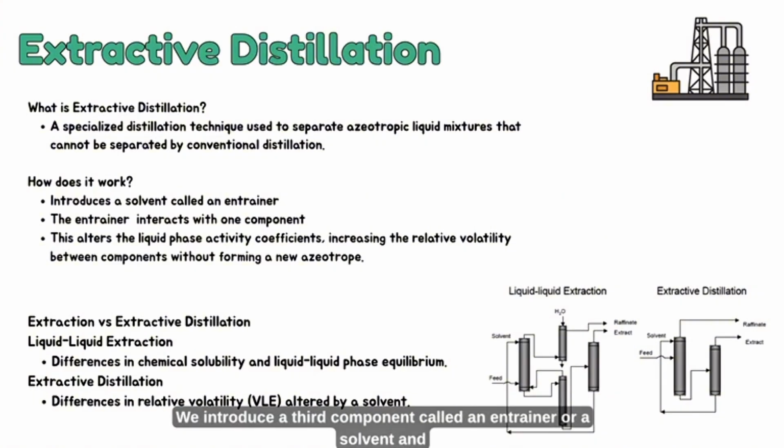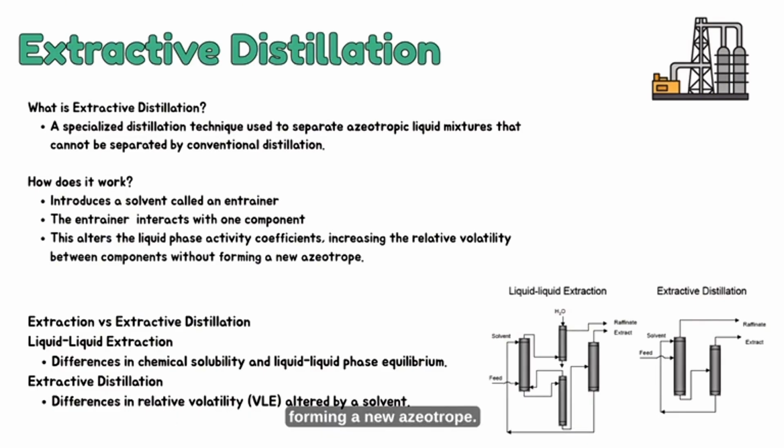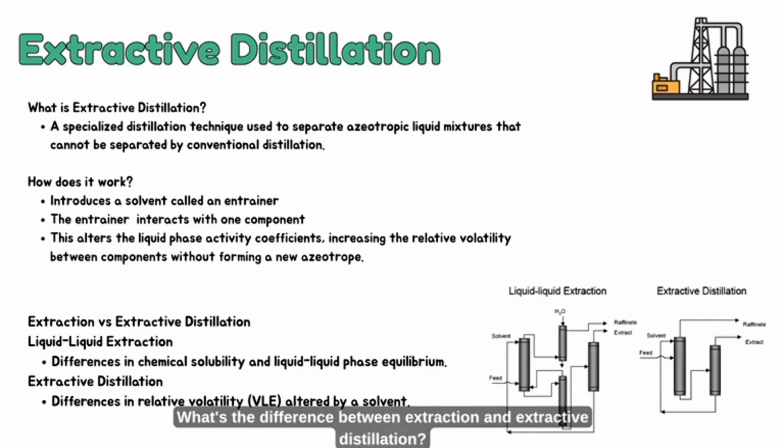How does it work? We introduce a third component called an entrainer or a solvent, and this entrainer selectively interacts with one of the components in the mixture, altering the liquid phase activity coefficient and increasing their relative volatility without forming a new azeotrope. What's the difference between extraction and extractive distillation? Liquid extraction relies on chemical solubility differences and phase separation, whereas extractive distillation relies on modifying vapor-liquid equilibrium, which is VLE, through solvent addition.